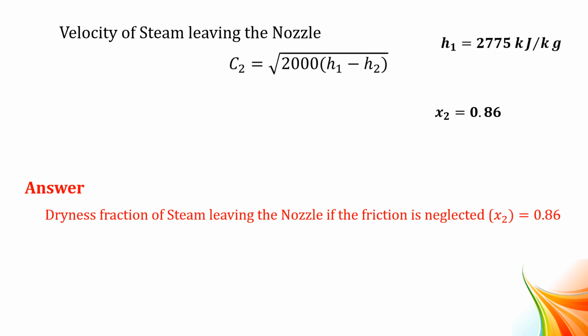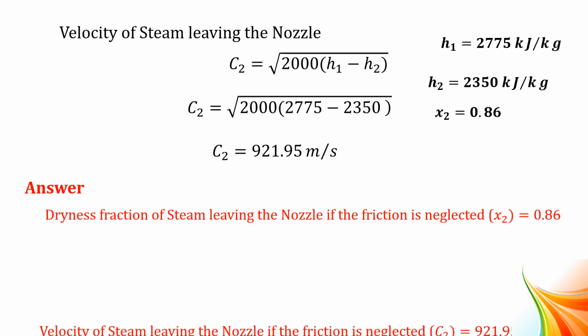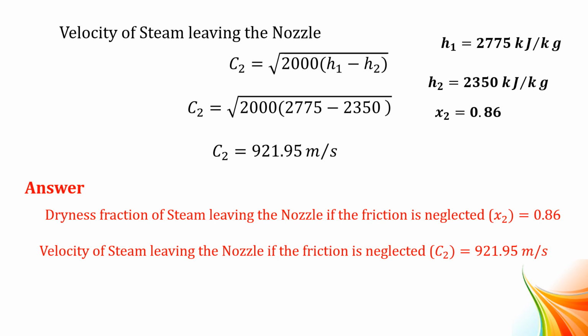H1 we know, H2 we know, and we can find the exit velocity without friction as 921.95 based on the Mollier diagram. So I hope you easily understand this problem. From the Mollier diagram for the given pressure, we can find H1, H2 and the dryness fraction. By using the simple formula, C2 equals square root of 2000 into heat drop, we can find the exit velocity and exit dryness fraction.